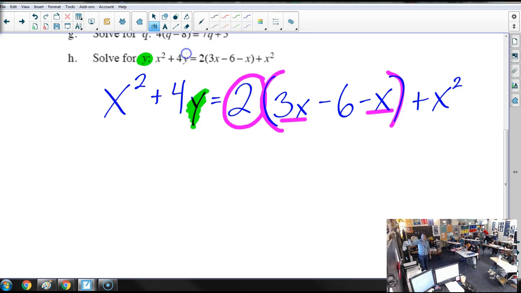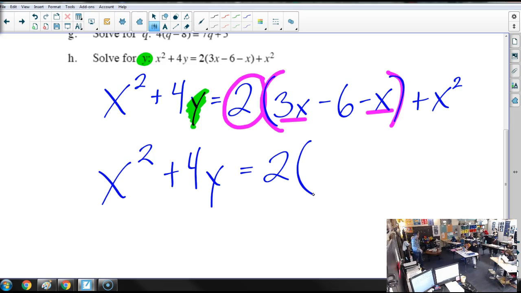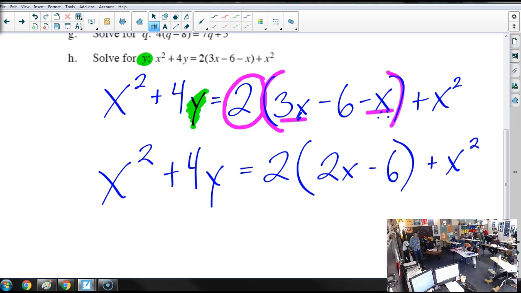So guys, the first thing we actually want to do is x squared plus 4. We don't touch the left side, and we don't do the 2 times yet. We group the like terms. 3x minus x is what? 2x. Yeah. So now, I'm actually going to think of this as plus the negative. Now we distribute.